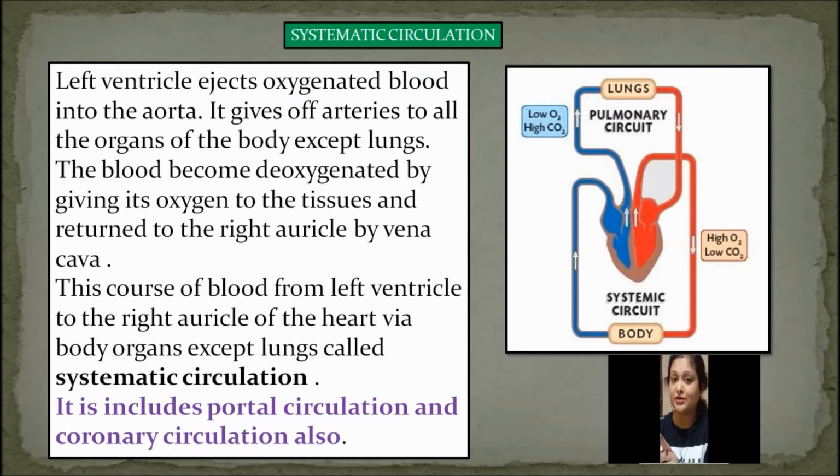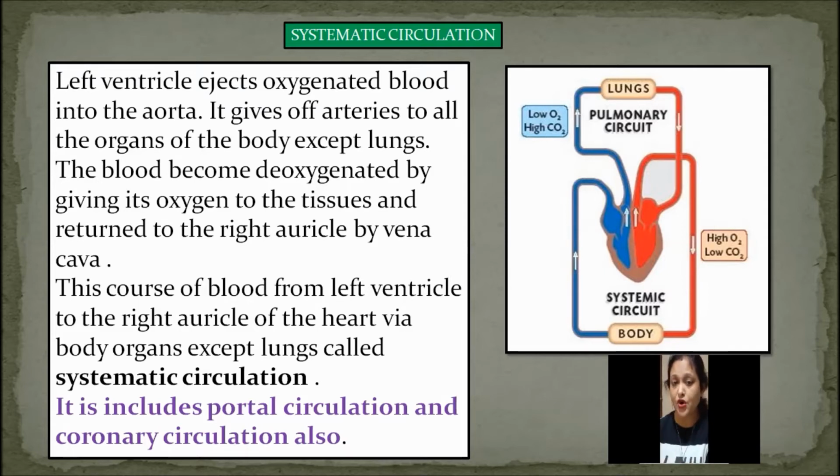Deoxygenated blood comes and enters into the right auricle part. From the left ventricle to the right auricle, whatever distance the blood covers through the veins and the vena cava, this process is systemic circulation. And in portal circulation and obviously coronary circulation, the heart's own muscles, veins and arteries also carry the deoxygenated blood. That is coronary circulation. I already explained it in the previous slide. So this is the whole process.